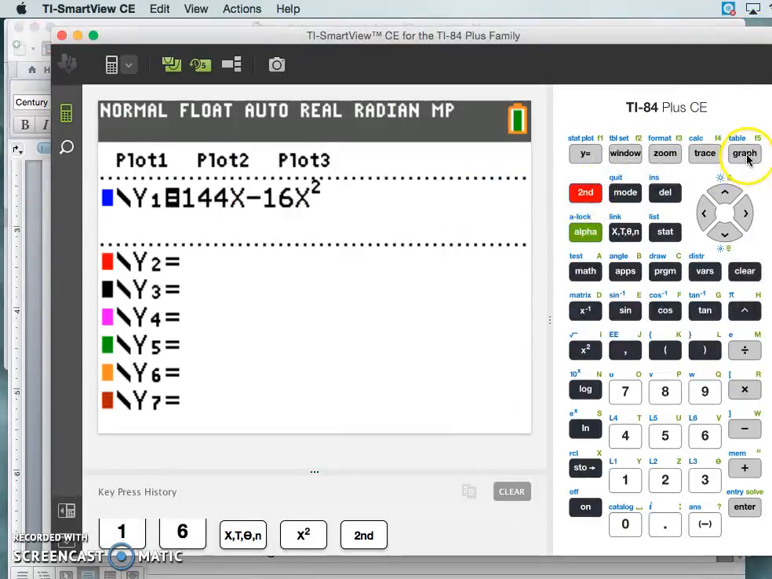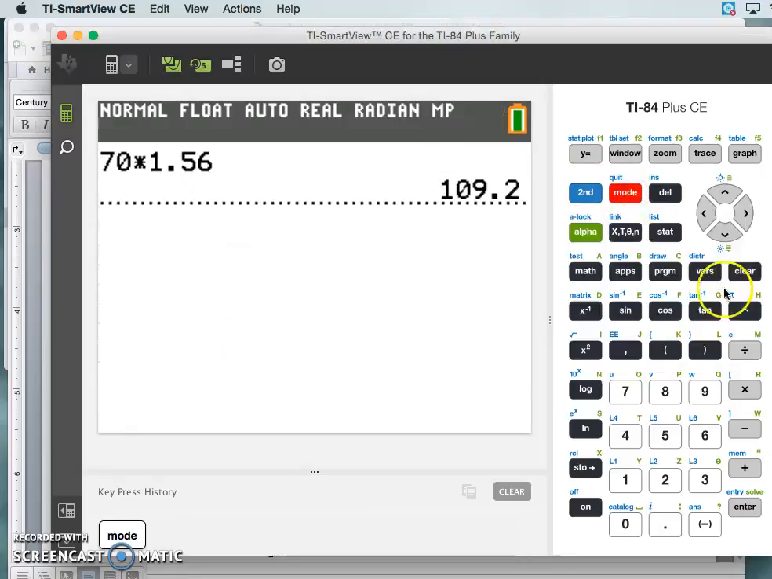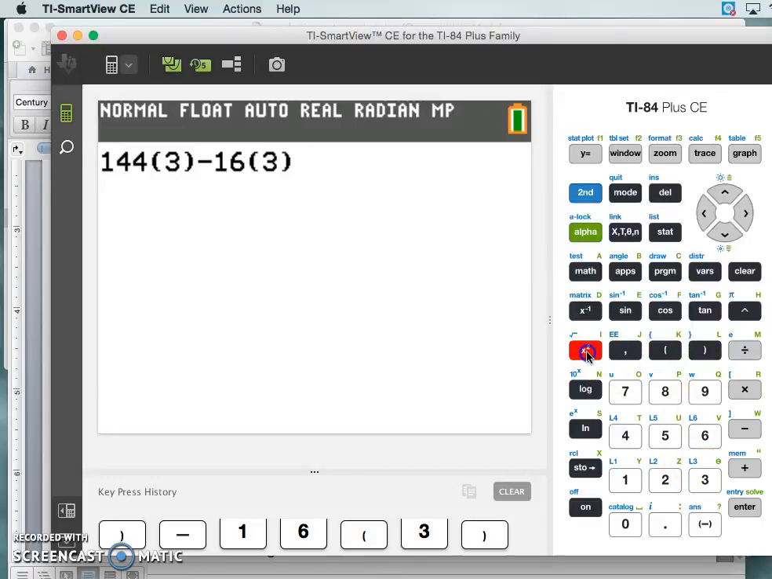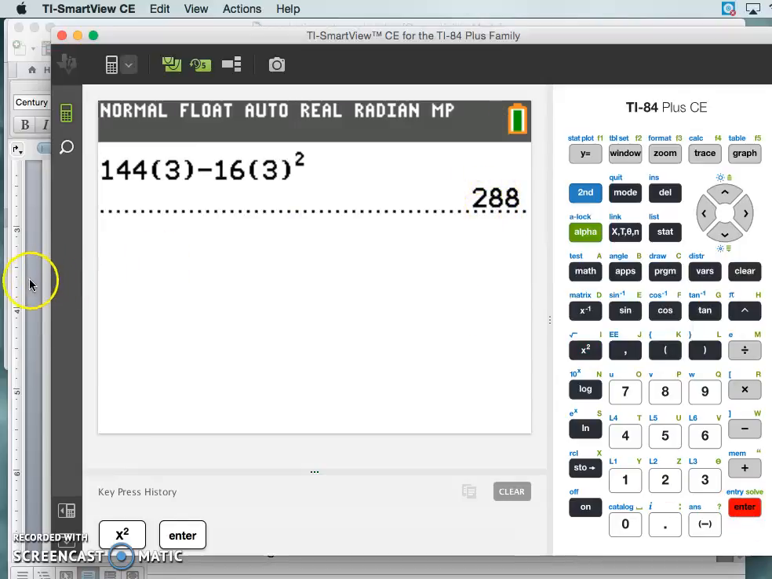The first way is we can use the table and check out 3 right here, because remember x is seconds and y is the height above the ground. So at 3 seconds it's 288 feet. Or we can use the equation. We had 144 times 3 minus 16 times 3 squared, which is 9, but I'll use the equation just like that. And we come up with 288.